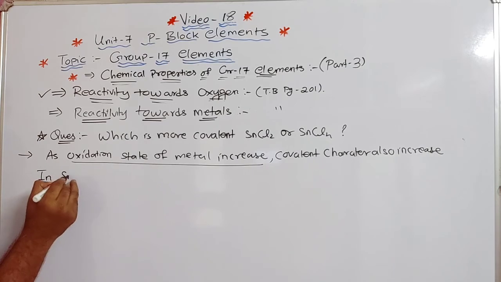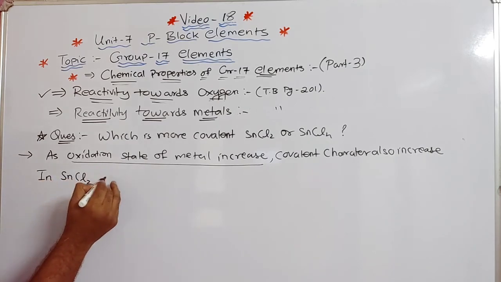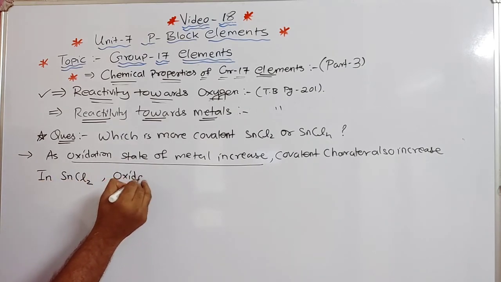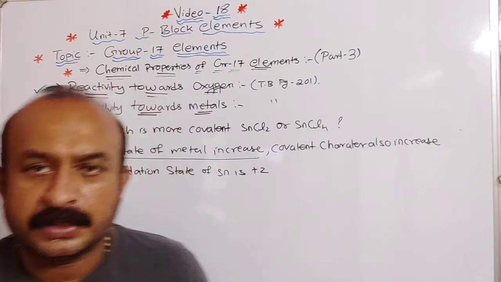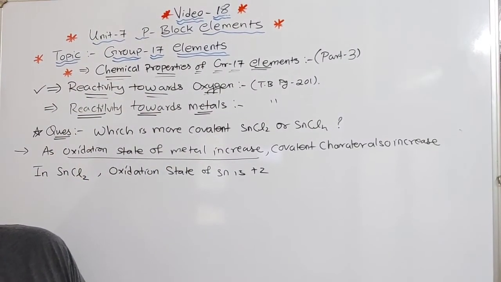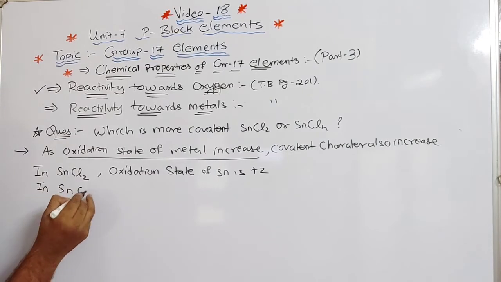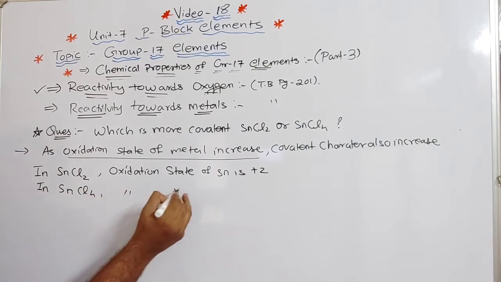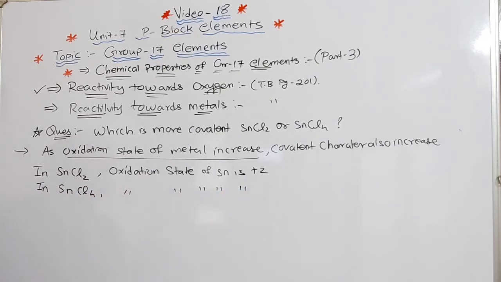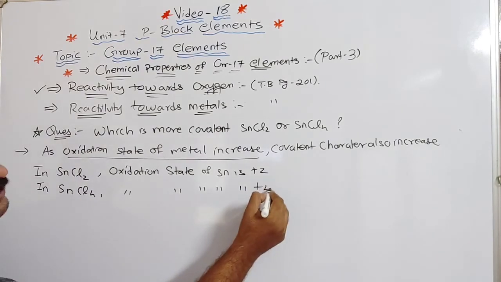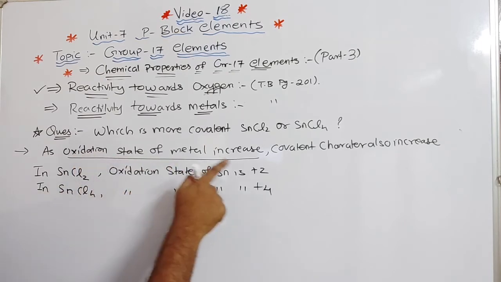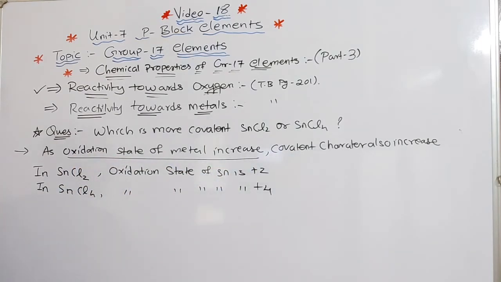Now in SnCl2, what do we say about the oxidation state? You can see here, in SnCl2, Sn is +2, and in SnCl4, the oxidation state of Sn you can calculate here. See, -1 into 4, so it will be +4. So what we have said here is, as the oxidation state of metal increases, covalent character increases.